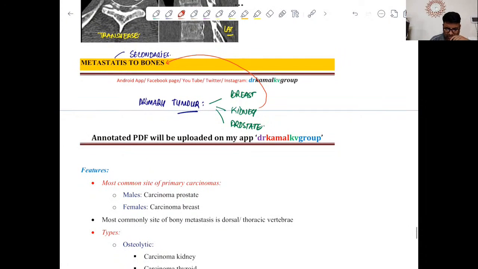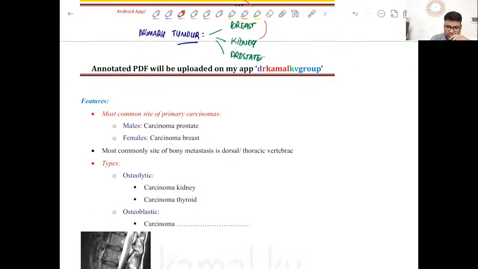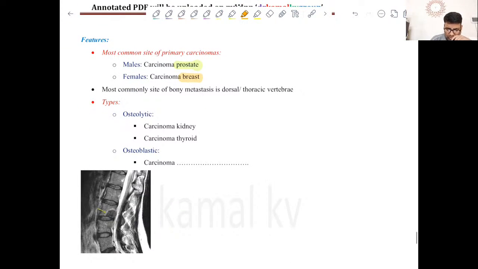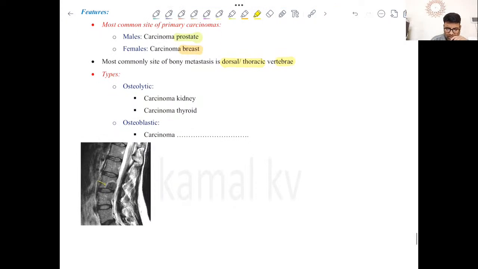So that is secondaries. Now in males, the majority of cancerous cells are coming from prostate. In females, the majority of cancerous cells are coming from breast, right? And the majority of the tumor cells finally land in the thoracic or the dorsal vertebra. So the majority of the metastasis is reaching up to this place.